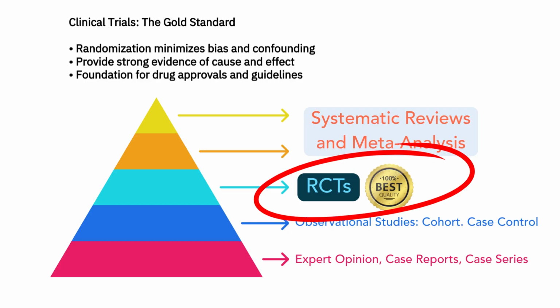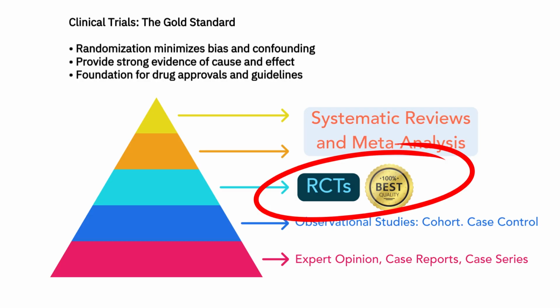Observational studies might show that patients who take a drug live longer, but is that because of the drug or because healthier patients are more likely to take it? Only a randomized trial can really sort that out. Third, RCTs form the foundation for regulatory approvals, clinical guidelines, and medical practice.